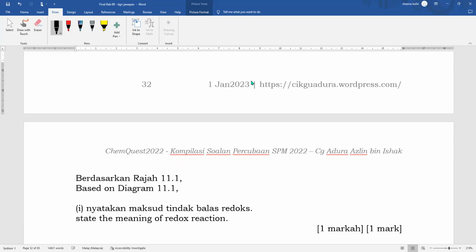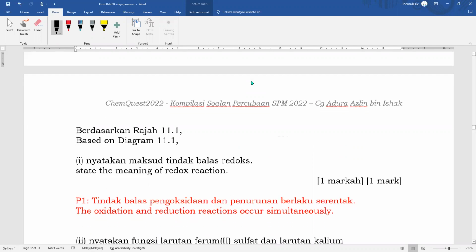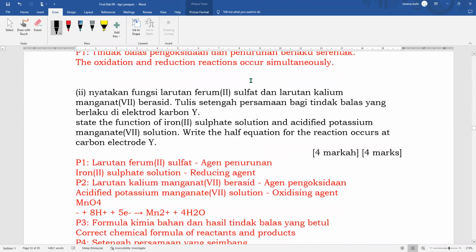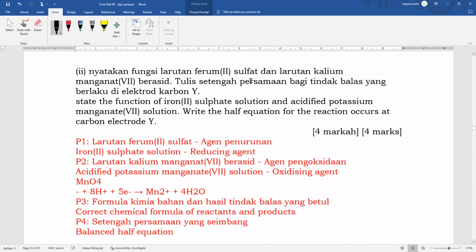MnO4 minus plus 8H plus plus 5e minus arrow Mn2 plus plus 4H2O. All right, give me one round of applause. You did it. Okay. Now, equation also, you all stand up and look at Joshua, okay? All right. So, and you would have gotten full marks here. Okay. So, 3 to 4 marks.